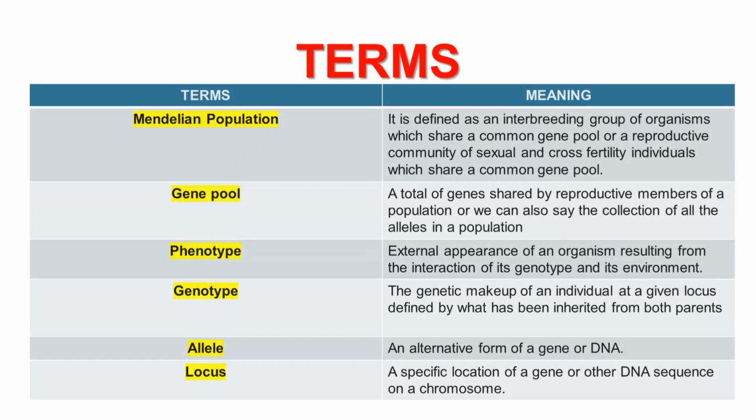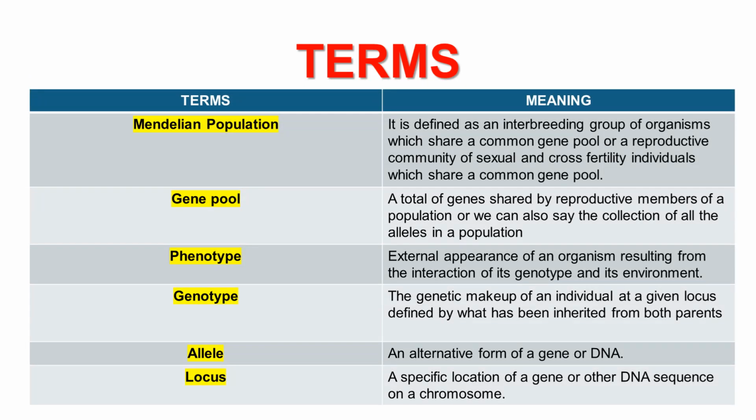Mendelian population. It is defined as an interbreeding group of organisms which share a common gene pool, or a reproductive community of sexual and cross-fertile individuals which share a common gene pool. Gene pool: the total of genes shared by reproductive members of a population, or we can also say the collection of all the alleles in a population.